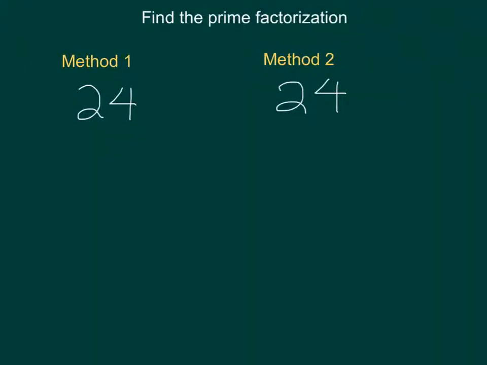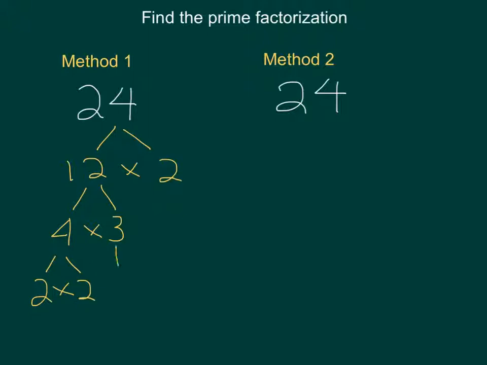So when we're finding prime factorization, we can do it 2 ways. We can do the factor tree, which we previously saw. So for 24, you could break it into 12 times 2, and then you could break 12 into 4 times 3, and then this would be broken into 2 times 2, bring down the 3, bring down the other 2, so this could be 2 to the 3rd times 3, or you can divide it.